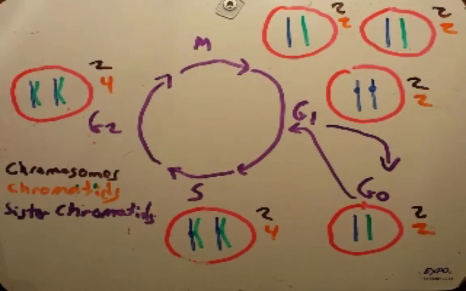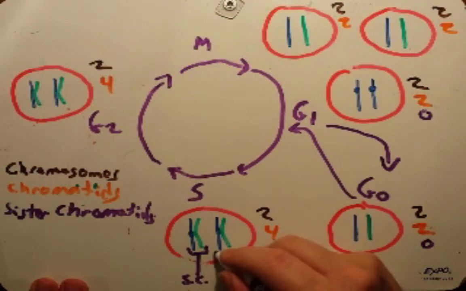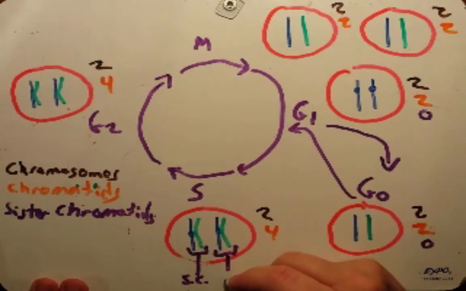Now, what about sister chromatids? Well, here we're going to say 0, and I'll explain why in a moment. Here we're going to say 0. Here we're going to say that these 2 are sister chromatids. I'm going to put SC for sister chromatids. And these are SCs. So it's not really saying how many there are.